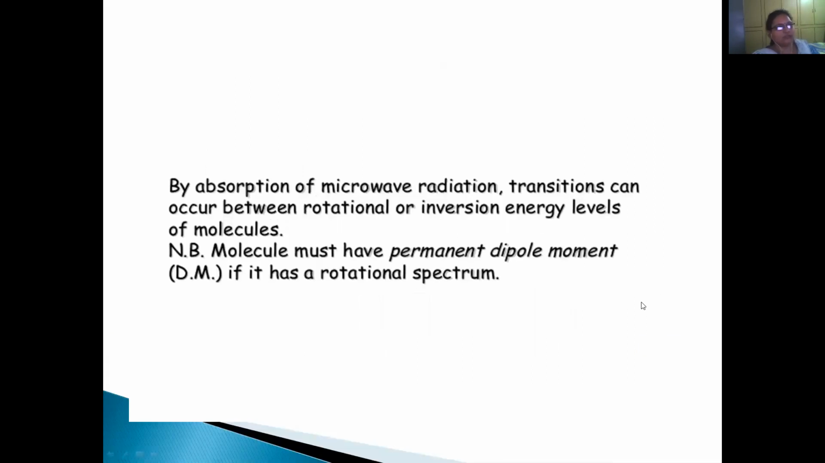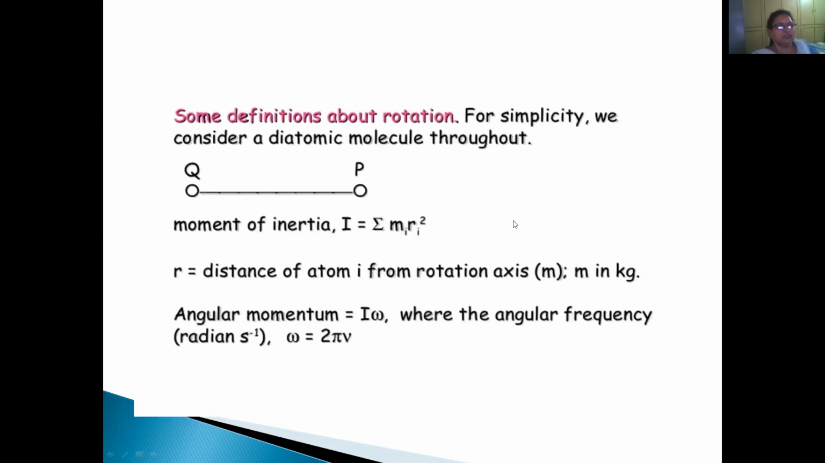Microwave spectroscopy is shown by molecules with a permanent dipole moment. So the molecule must have a permanent dipole moment, and only then does it give us a rotational spectrum. Okay, so some definitions are there.